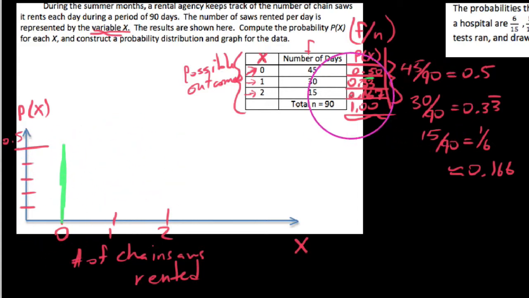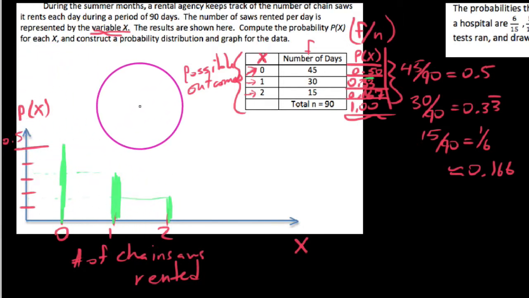We say, what percentage of the time do we rent one chainsaw? Well, 30 of the 90 times, so this is about 0.33. If we trace this out here, it'd be about that tall. And then we'd say, okay, well, 2 chainsaws was about 17% of the time, so that'd be about yay tall, which is about half as tall as this.